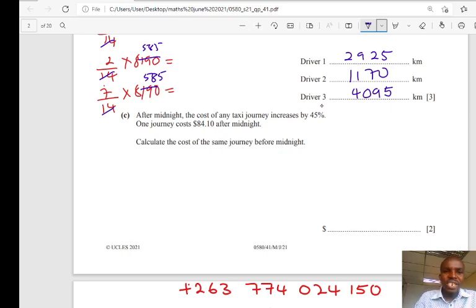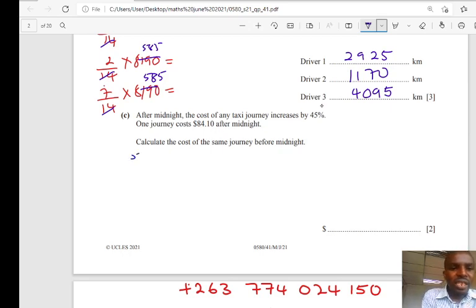The cost before midnight. So this one was after midnight, and the cost was increasing by 45%. What do you do in this case? Basically, you say this 45% was increased from the original price to get to 84.10. So it's 45% of the original. In this case, we don't know what the original was, so we can let that original be X. So let the cost be X.